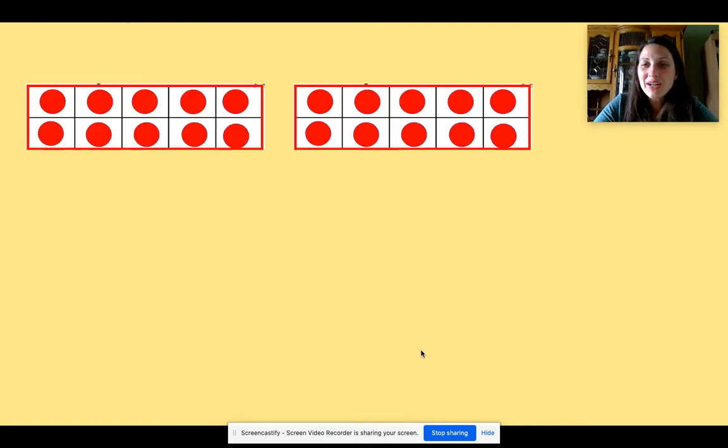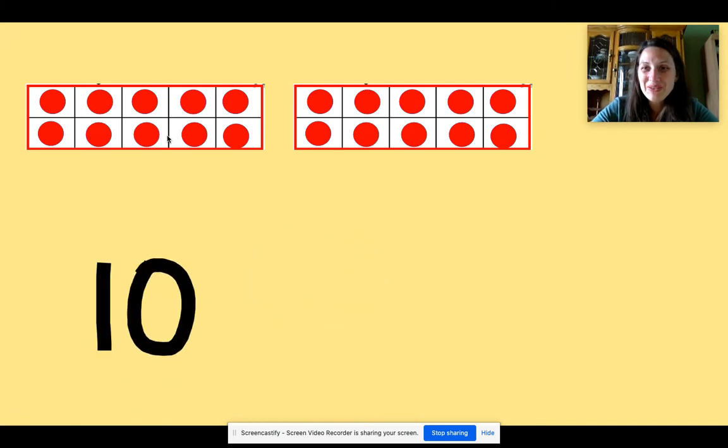So the number 20 needs 2 full tens frames. Here's one full tens frame, and here's another full tens frame. Let's use those 2 tens frames to make a number sentence. How many counters are in my first full tens frame? Well, if it's full, we know that there are 10 counters. And let's add that to the second tens frame.